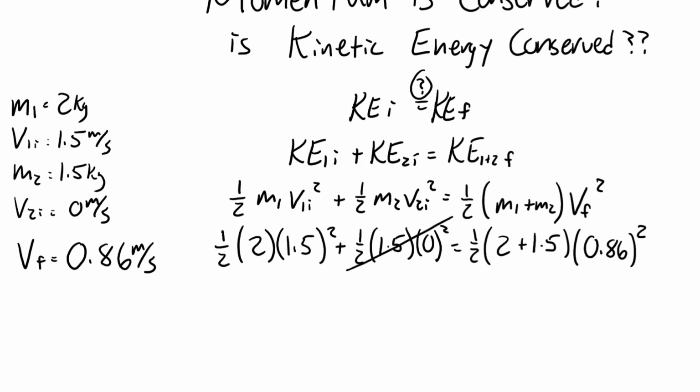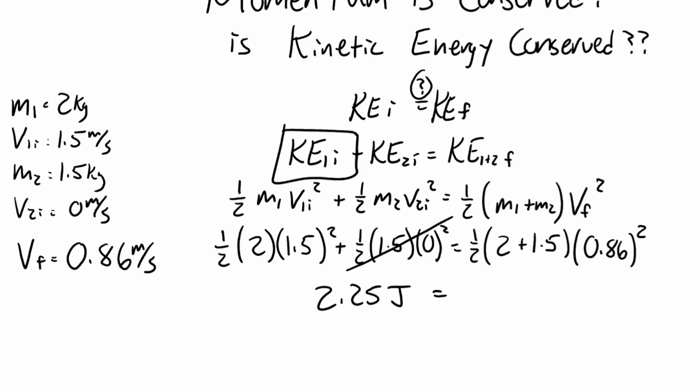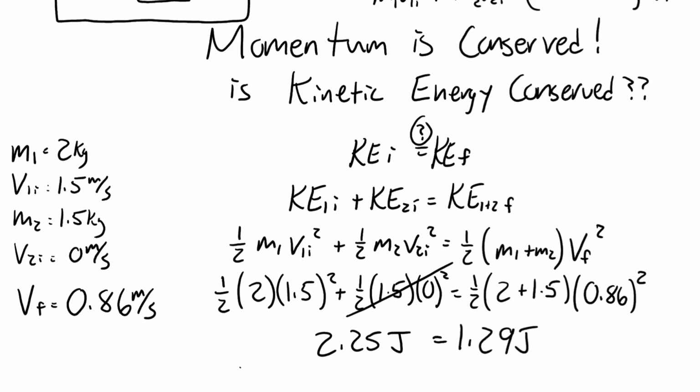So this is 1.5 squared times 1. So you get 2.25 joules of kinetic energy. So the initial kinetic energy of the system is 2.25 joules. Because again, this is just 0, so all the kinetic energy is in the first cart as it's sliding along there, and the combined kinetic energy of when the carts are together is actually equal to 1.29 joules. Wait a second, this is not equal, so the kinetic energy is not conserved.